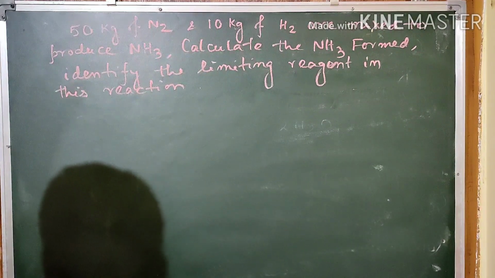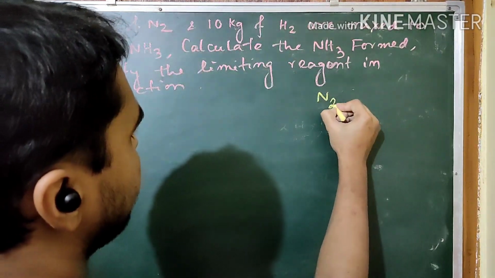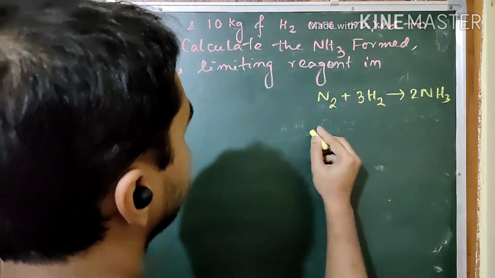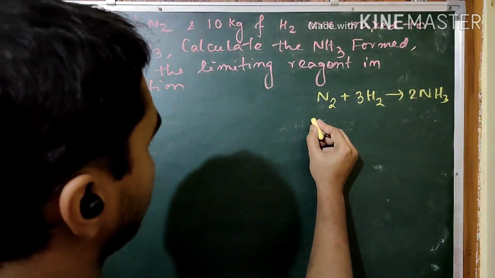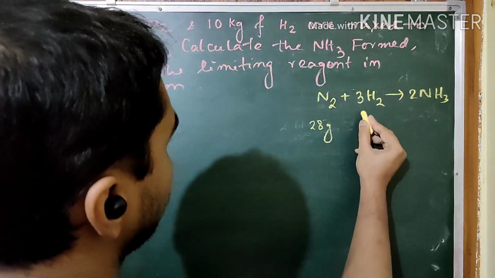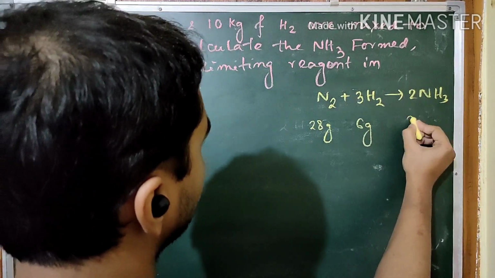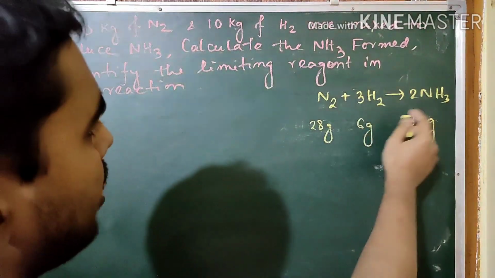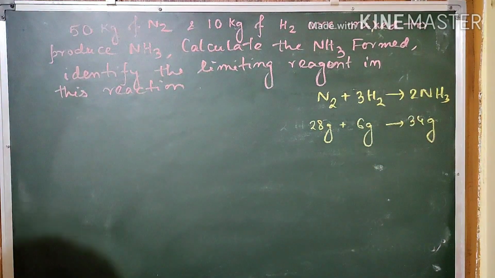For the sake of our discussion, the reaction is N2 plus 3H2 giving rise to 2 ammonia. Here it is 1 mole, 3 mole. So 28 gram of nitrogen and 6 gram of hydrogen give rise to 34 gram of ammonia. Now, according to the question, you have been given 50 kg of nitrogen, and we have to calculate the ammonia that should be formed.